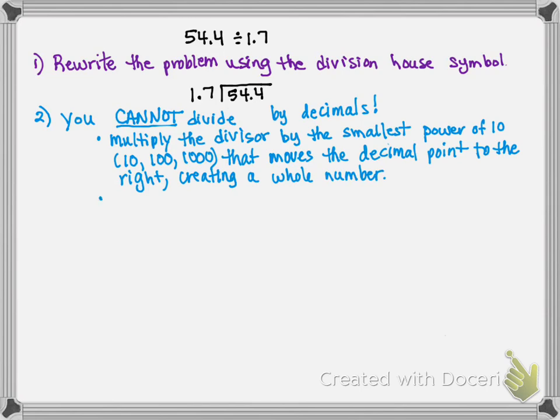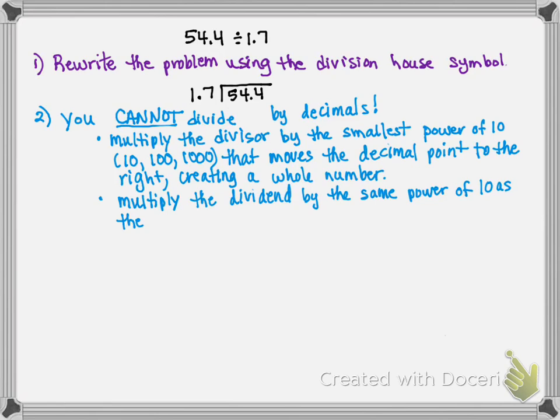Now, I can't take a problem and take half of it and treat it one way and not treat the other part the same. So we're going to do the same thing to the dividend. We're going to multiply the dividend, but here's the key. It's not whatever it takes to get it to the end, it's whatever we did to the divisor. So we're going to multiply the dividend by the same power of 10 as the divisor. So it took me multiplying by 10 to make my divisor a whole number. I'm going to multiply my dividend by 10. Okay. So what I want you to always remember, math is fair. So fair is fair. That means we treat everything the same.